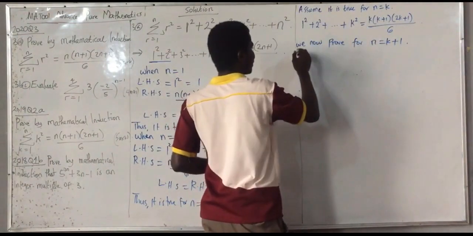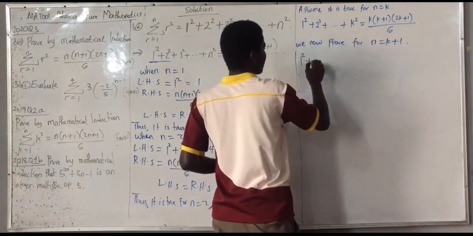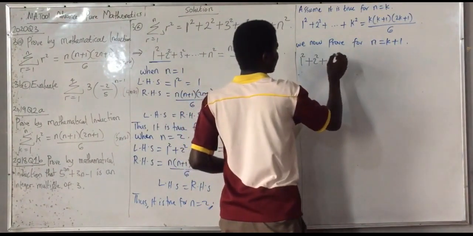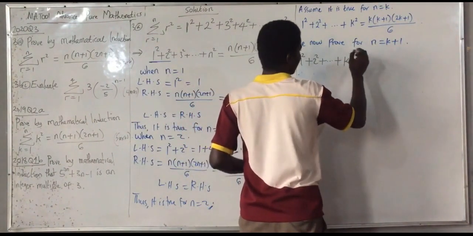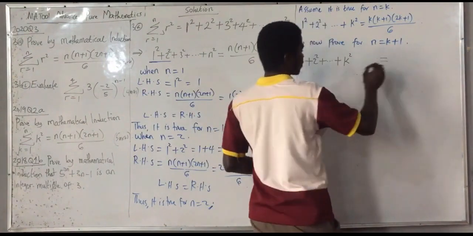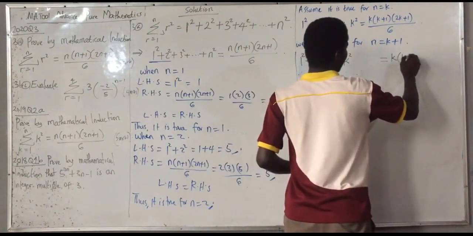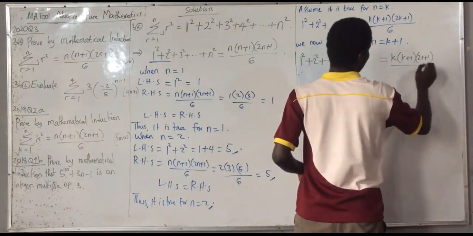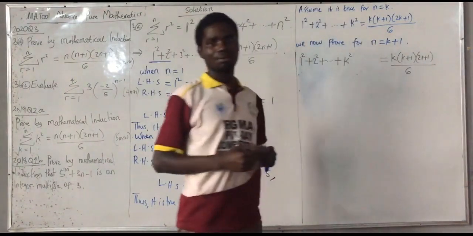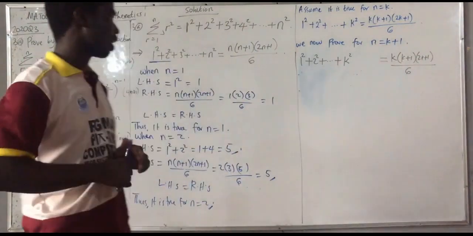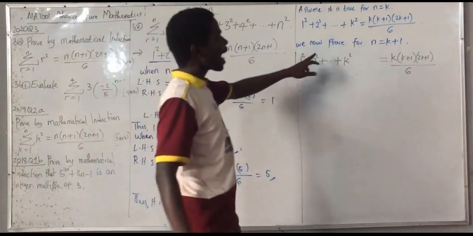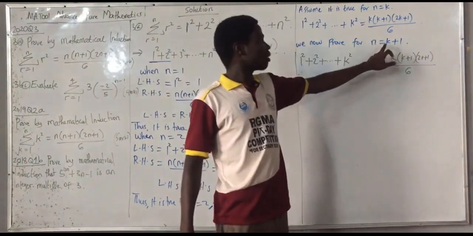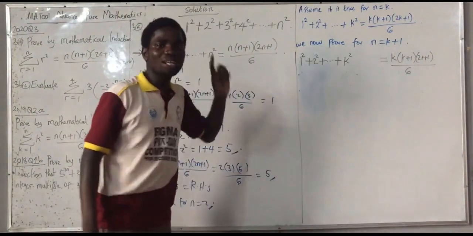I have 1 square plus 2 square plus dot dot dot till I get to k square is equal to k times k plus 1 times 2k plus 1 over 6. Now, see what will happen. I will show it is true for n equal k plus 1. I will add k plus 1 to both sides.